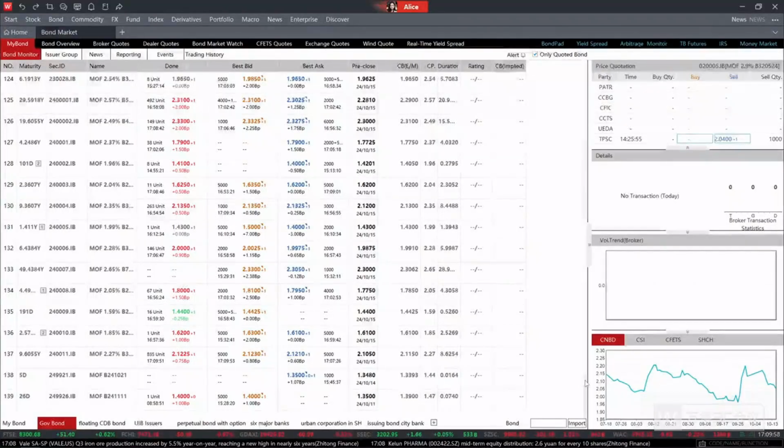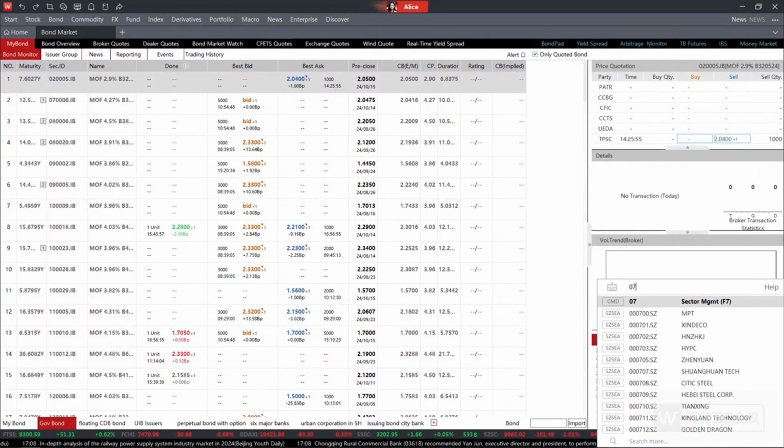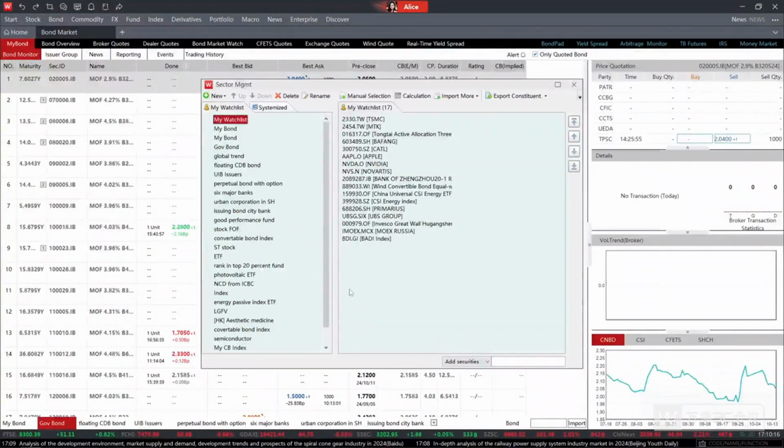And the main point is, how can I create such a sector by myself? How can we do that? It's pretty easy. I can just use the sector management. We can enter the shortcut 07 over here, then enter the sector management, and then create, as I mentioned before, a different sector over here.